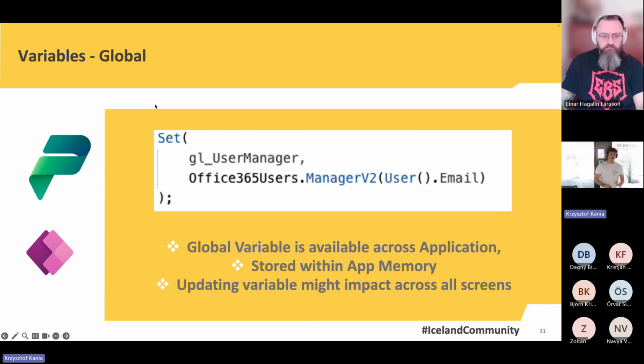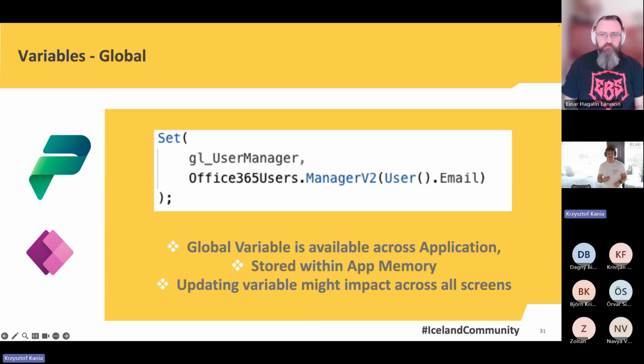Here you have an example of how you can initialize, wait, I need to move it. Okay, better. So how you can initialize a global variable, based on the example of connecting to the Office 365 connector and asking for the manager of the logged user. So if we provide that as a global variable, it will be available across the whole application. It is available in each screen. It is stored within the application's internal memory.